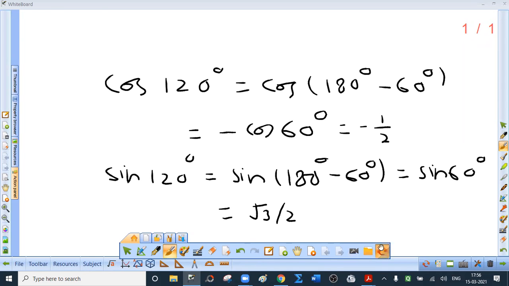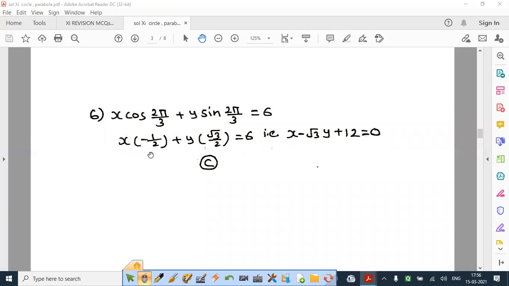Okay. Here I have written directly. See, x into minus half. You should not waste time in finding these values. You should be able to write these two values in just 2 or 3 seconds. Then only you will be able to complete the paper. I'm talking about CET, not college or board exam. So x into minus half plus y into root 3 by 2 equal to 6. That is x minus root 3 y plus 12 equal to 0. So the correct option is C.